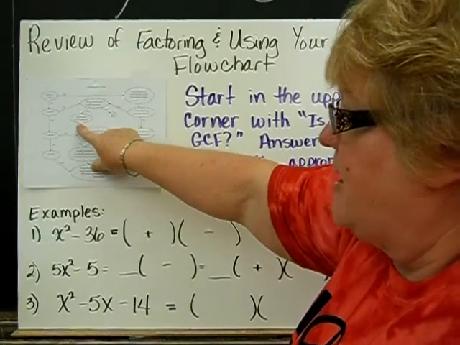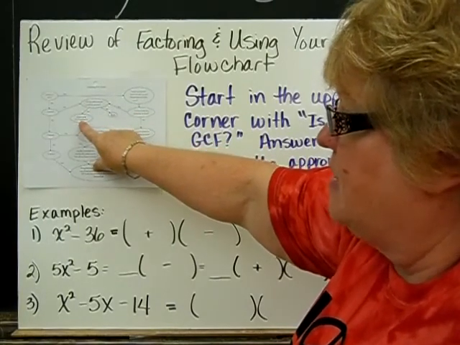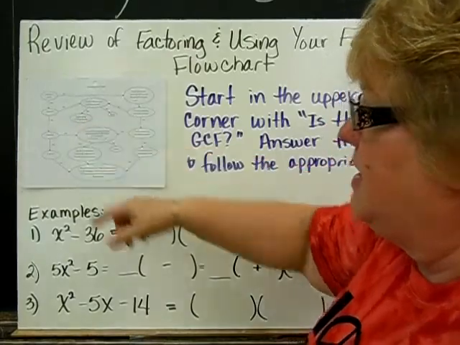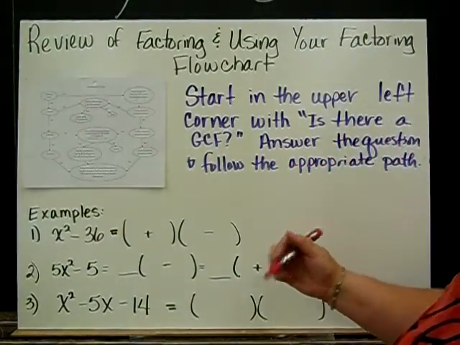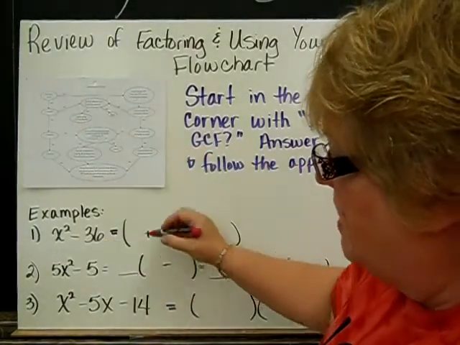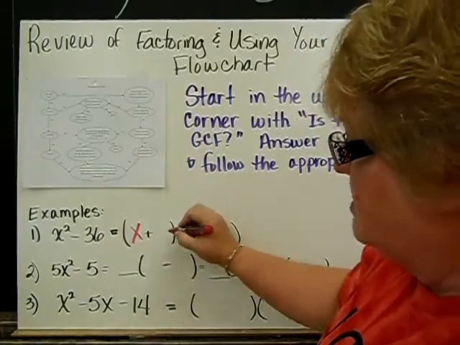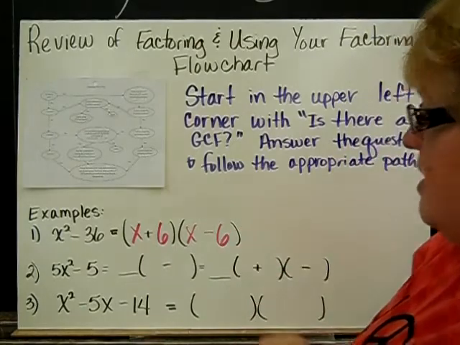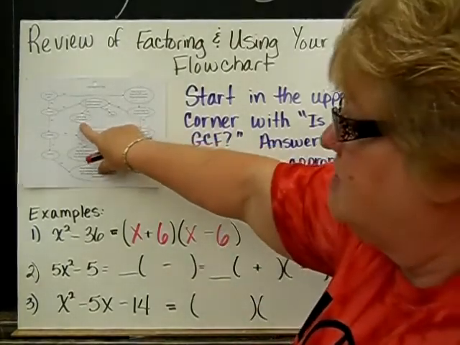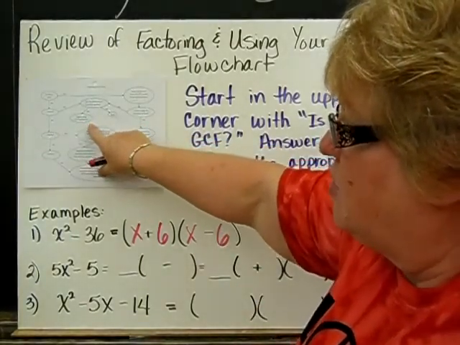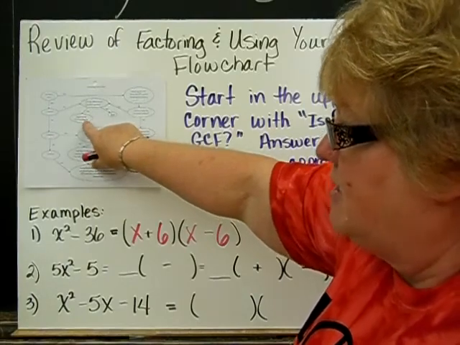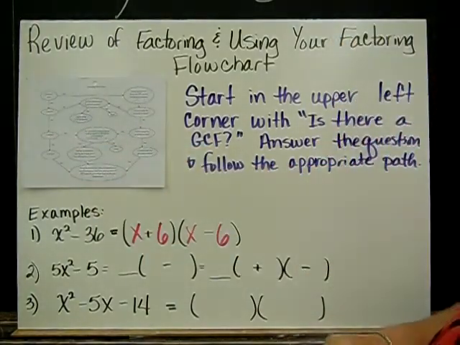And then it tells us to factor using a squared minus b squared equals the quantity a minus b times the quantity a plus b. So we take the square root of our x squared, which is x, and the square root of our 36, which is 6, and we have our answer. Notice the circle stops here. There's no more questions or arrows. That means you're done at that point.